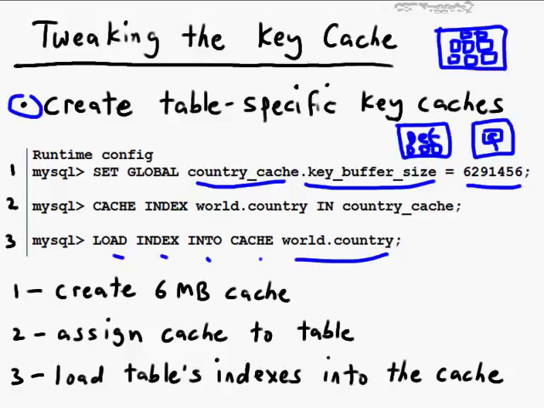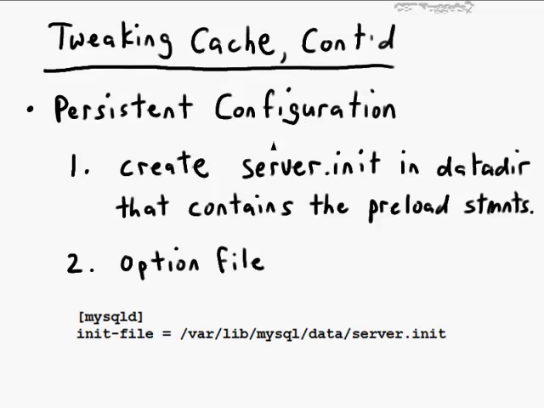So in the next whiteboard, I'm going to show you how to make this configuration persistent if, for instance, we always wanted to have a specific key cache for, in this example, the world.country table. If we wanted a table-specific MyISAM key cache for a certain table, in other words, just a persistent configuration, again, it's pretty straightforward. It's a two-step process.